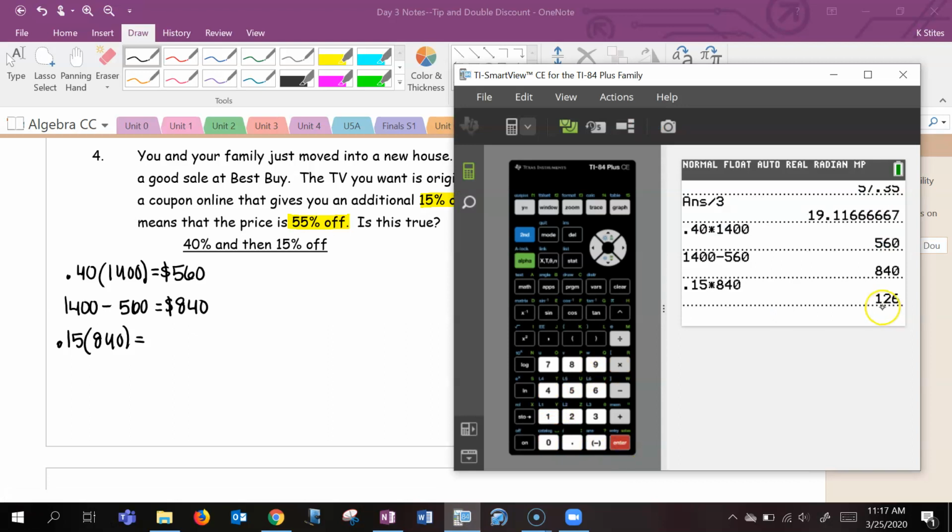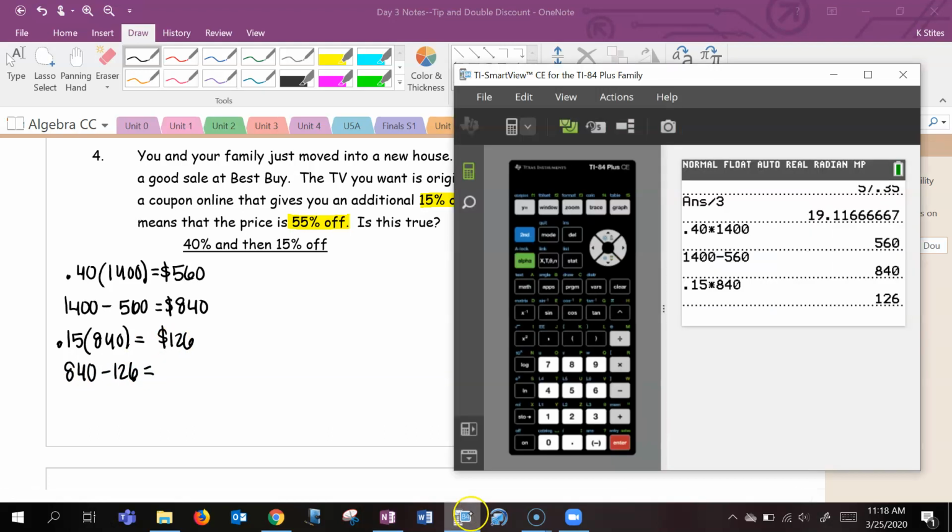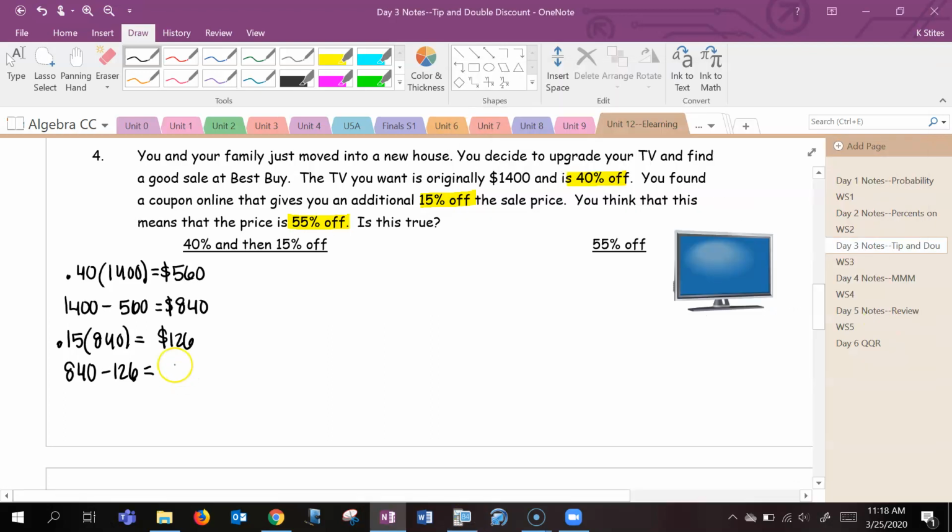And that's $126. But again, this is not what you're paying for the TV. This is the discount. So we're taking our $840, because that was the new price of the TV, subtract that $126, and that gives us $714. This is the price of your TV. That's pretty good, right? So you got a discount here, and you got a discount here.